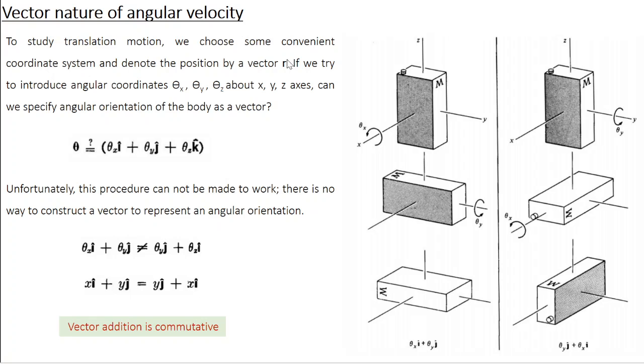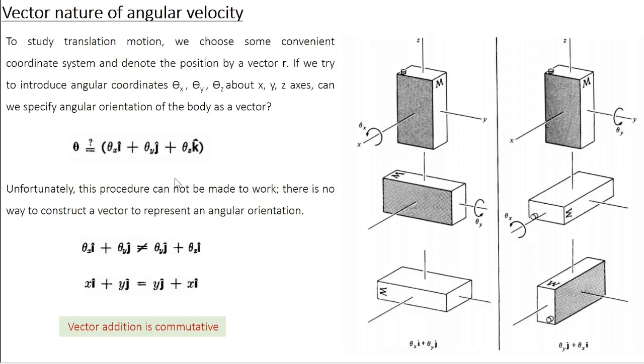Okay. So the position vector is the most fundamental parameter. The question is, can we define a similar vector to denote the angular orientation in the case of angular motion? So can we have coordinates theta x, theta y, theta z, which are rotations about x, y, z? Then using these three coordinates, can we specify the angular orientation as a vector? In other words, we are looking for a vector theta, which is theta x i cap plus theta y j cap plus theta z k cap. Is this possible?